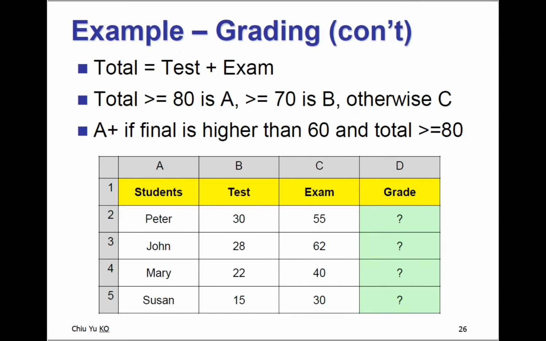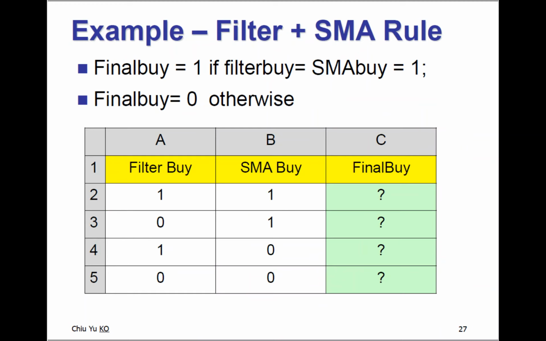The next example is combining trading rules. Here I have a filter rule and an SMA rule. What I want is, if both of them tell me to buy, then I buy. Otherwise, I don't do anything. So it's a very conservative strategy: just wait until both say okay, then you do it.